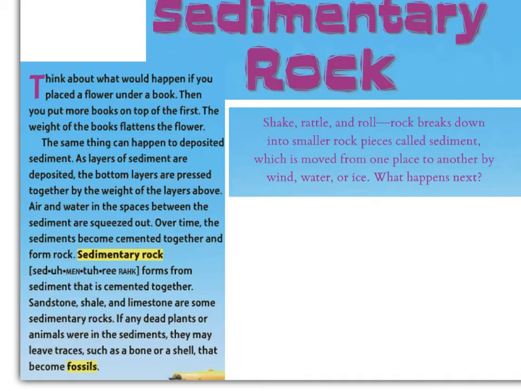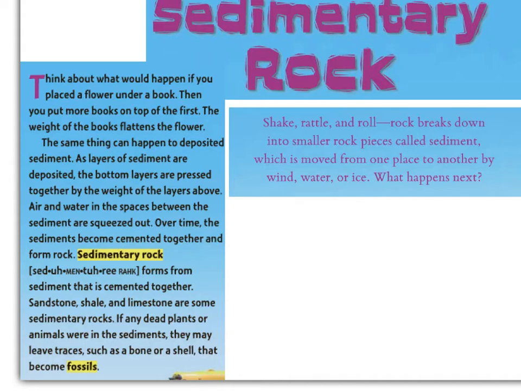As layers of sediment are deposited, the bottom layers are pressed together by the weight of the layers above. Air and water in the spaces between the sediment are squeezed out. Over time, the sediments become cemented together and form rock. Sedimentary rock forms from the sediment that is cemented together. Sandstone, shale, and limestone are some sedimentary rocks. If any dead plants or animals were in the sediments, they may leave traces such as bone or shell that become fossils.